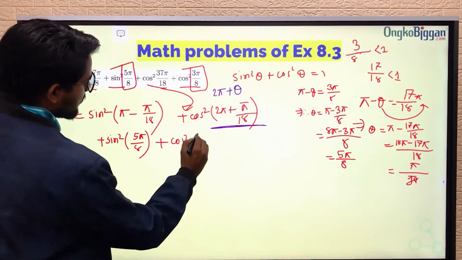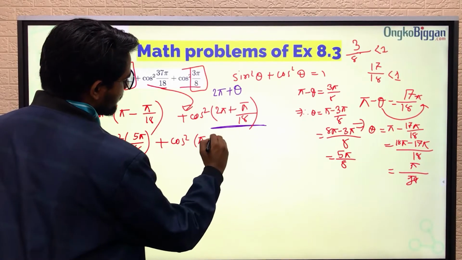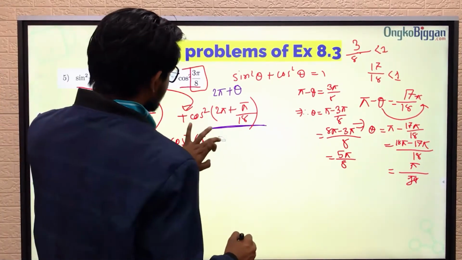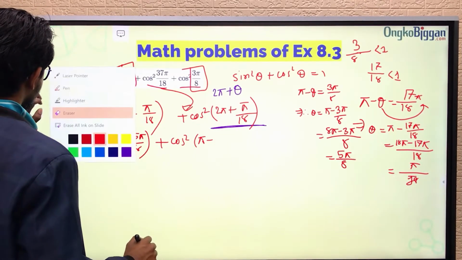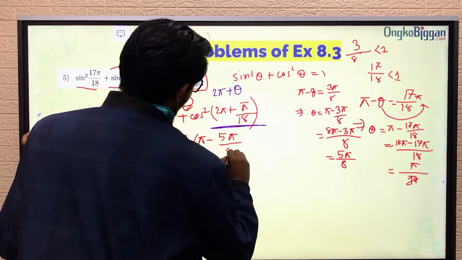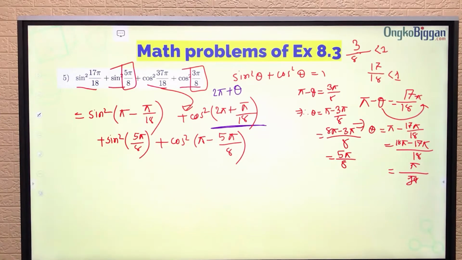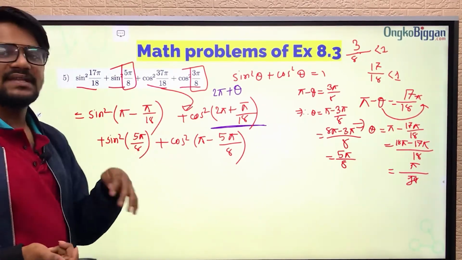So we will get cos square pi minus 5 pi by 8. So now I've converted all the values into the familiar format of pi minus theta, 2 pi plus theta, and pi minus theta.